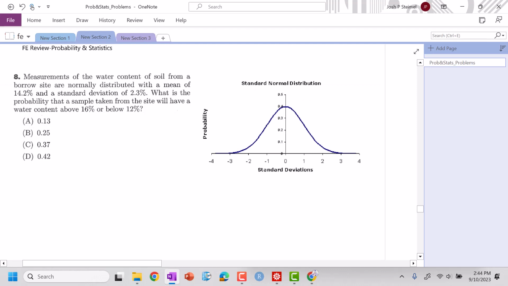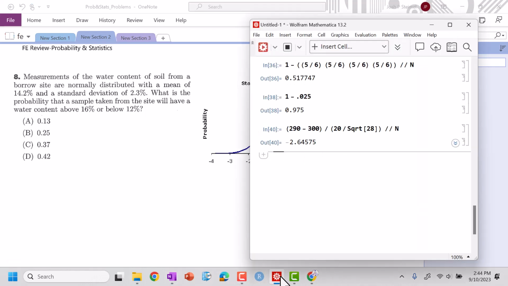Measurements of water content are distributed with this mean and this standard deviation. What is the probability that a sample taken will have a water content above 16 or below 12%?